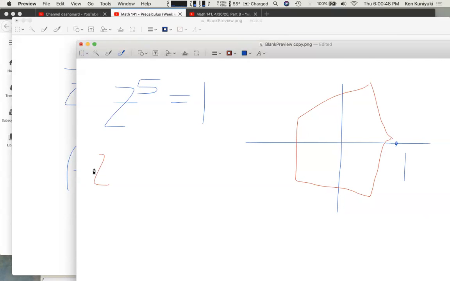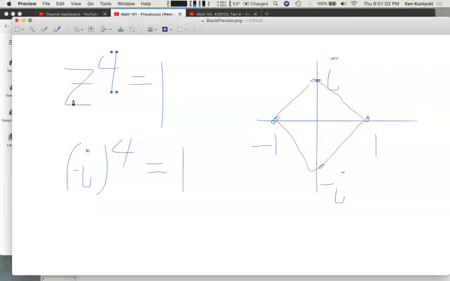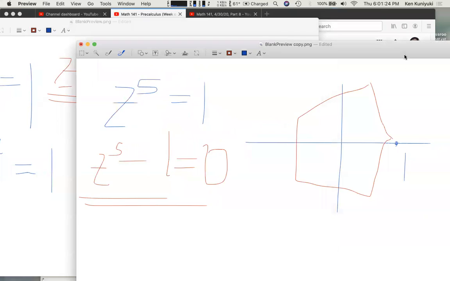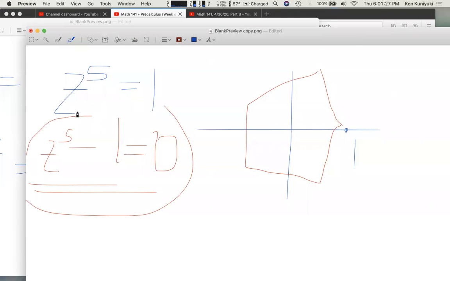Remember, if we subtract 1 from both sides, we get a fifth degree polynomial with real coefficients. This guy has how many complex zeros or roots from the fundamental theorem of algebra? This guy has 5 complex zeros, just like this guy had 4 complex zeros. Well, if you write this as z to the fourth minus 1 equals 0, we have 4 complex zeros or roots to that polynomial. Likewise, over here, for this polynomial, we have 5 complex roots.